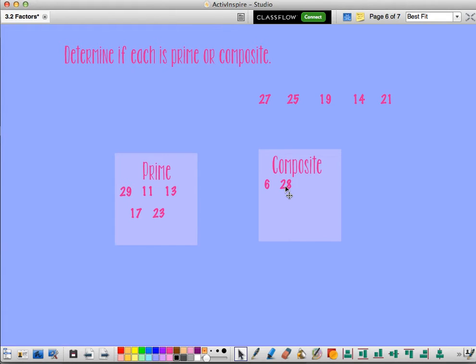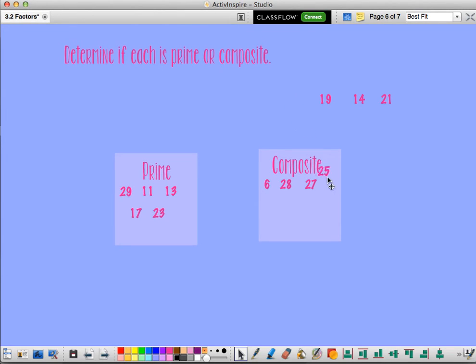So 27. I look at 7 plus 2 and it gives me 9. So is it divisible by 2? No. Is it divisible by 3? Yes. Since it's divisible by 3, it's automatically composite. Don't let the fact that it's odd fool you. Being odd does not automatically mean that a number is prime. The majority of odd numbers are prime, but there are quite a few odd numbers that are actually composite because of our multiples of 3, 5, and 9.